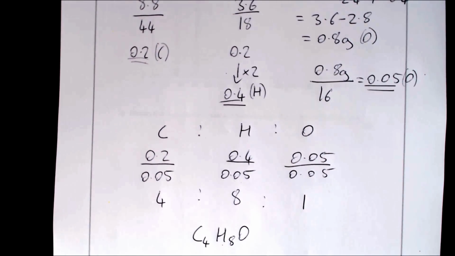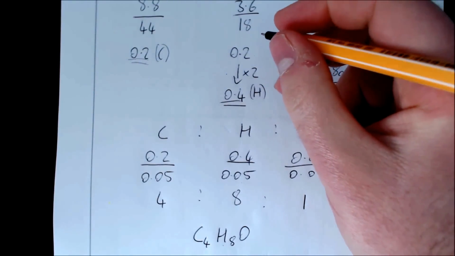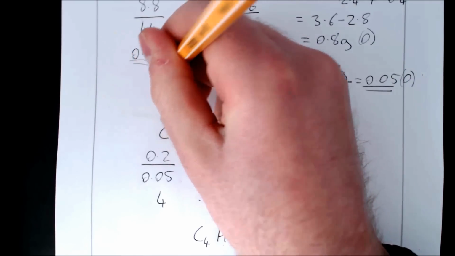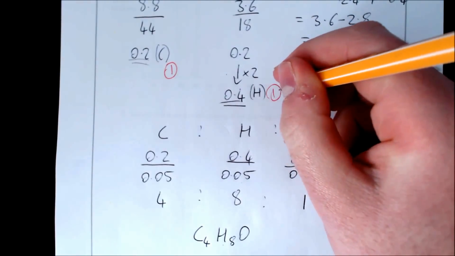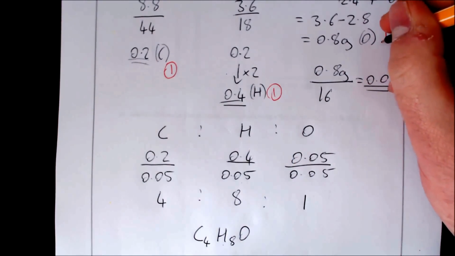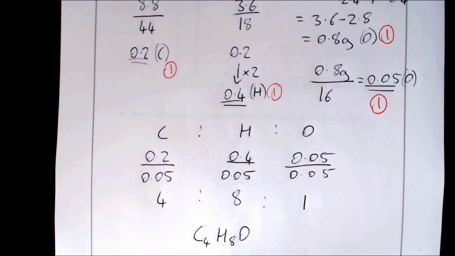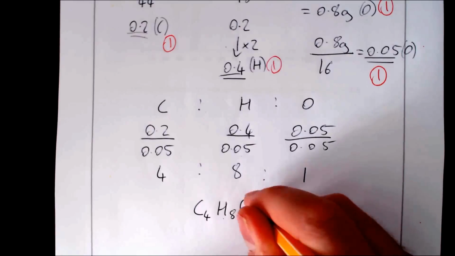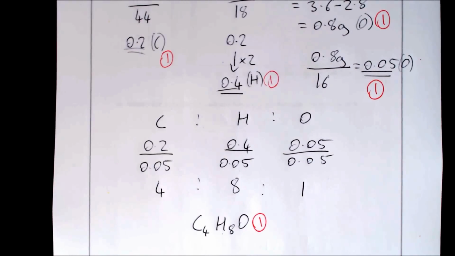So that's 5 marks, quite a decent number of marks. The marks come in for working out the number of moles of carbon to be 0.2. You get 1 for working out the number of moles of hydrogen to be 0.4. You get 1 for working out the mass of oxygen to be 0.8, and hence the number of moles as a result. And then you get 1 for your final answer. So you get 1, 2, 3, 4, 5 marks for that. Pretty substantial number of marks. Not too bad.